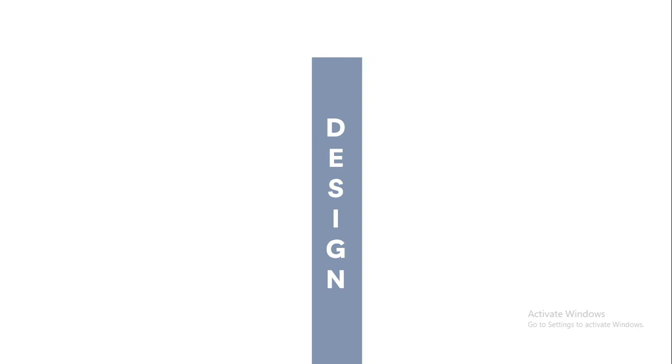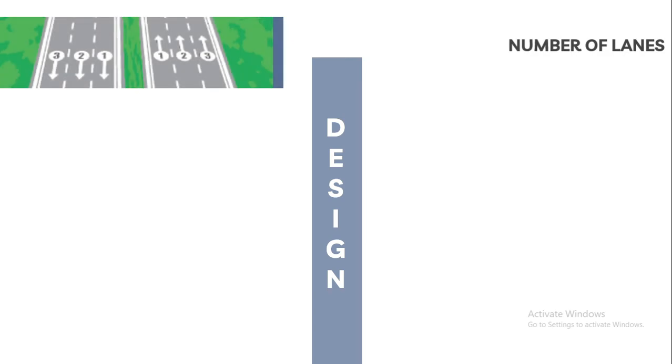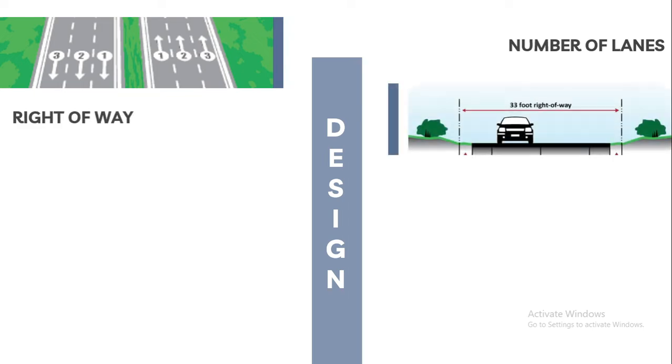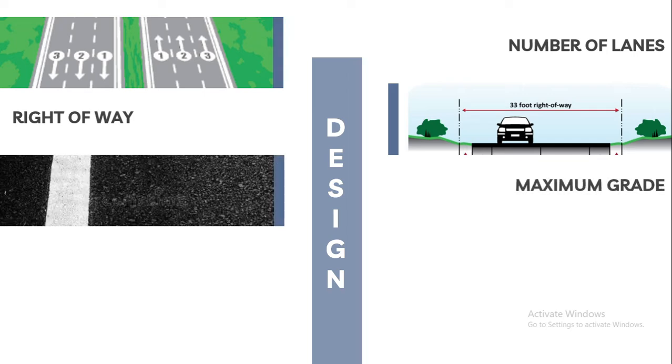Here are the following parameters used for the design. First is the number of lanes. The number of lanes determines the reduction of traffic conflicts, control, and guide people when driving. Next is the right-of-way. The right-of-way refers to the total land area acquired for the construction of the roadway. Next is the maximum grade. The maximum grade affects the operating characteristics of trucks and passenger cars, which determines speed differentials between vehicle types.